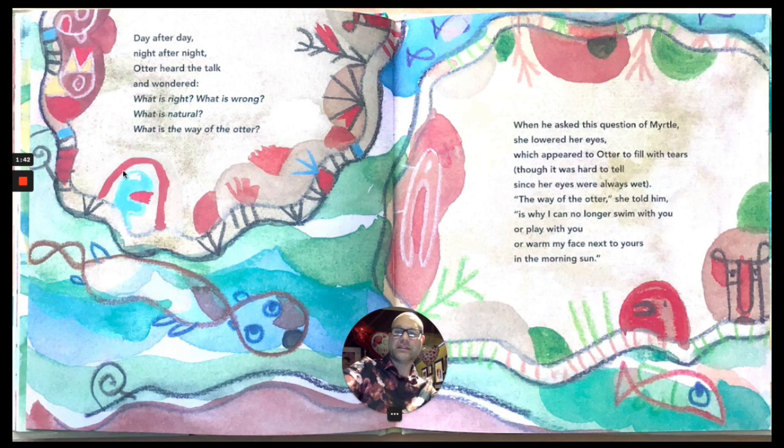Day after day, night after night, Otter heard the talk and wondered, what is right? What is wrong? What is natural? What is the way of the otter? When he asked this question of Myrtle, she lowered her eyes, which appeared to Otter to fill with tears, though it was hard to tell since her eyes were always wet. The way of the otter, she told him, is why I can no longer swim with you, or play with you, or warm my face next to yours in the morning sun.